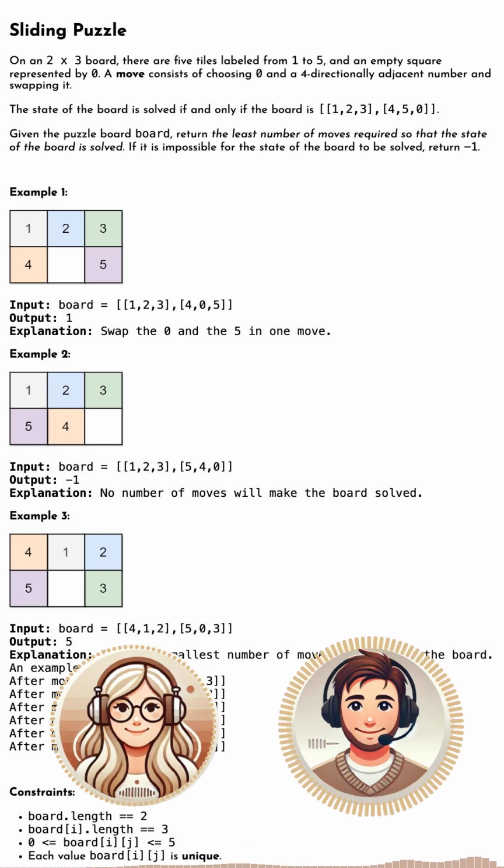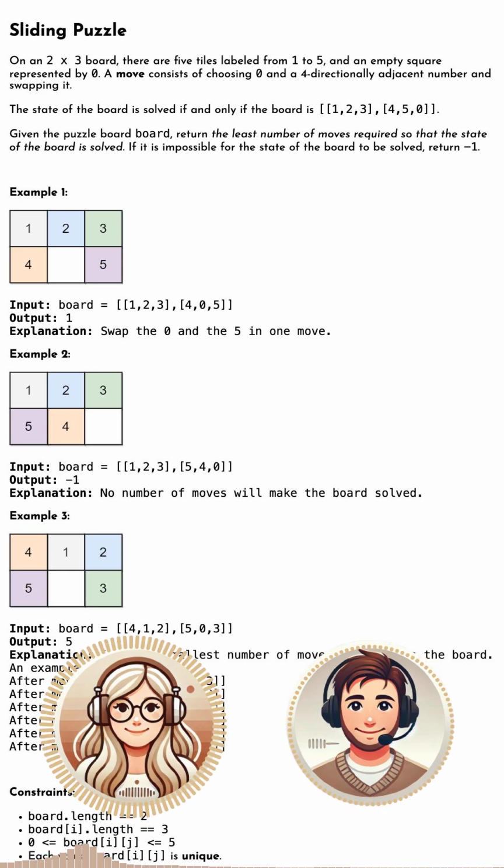Okay, so the very next example is almost identical. 1, 2, 3 on top. But then 5, 4, and the 0 on the bottom row. And this one, you can't solve it. How can such a small change make it unsolvable? This is where things get a little bit deeper.